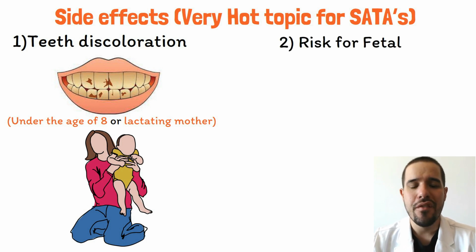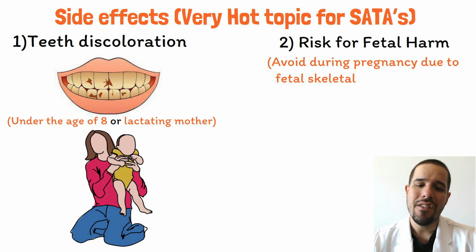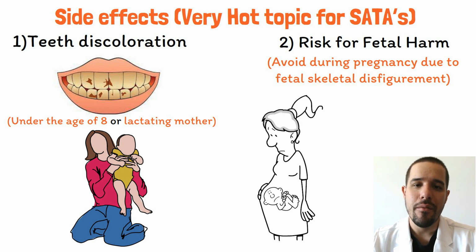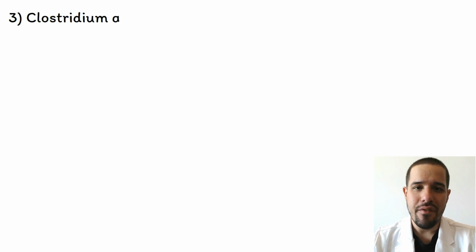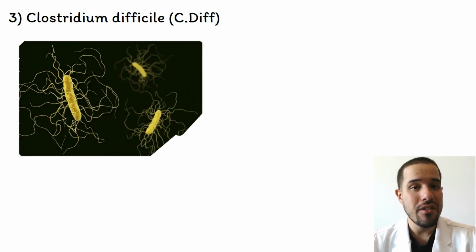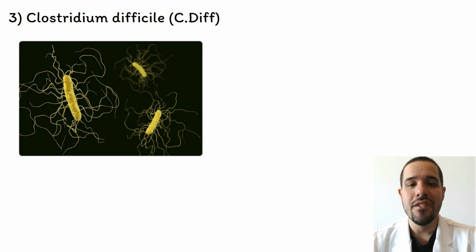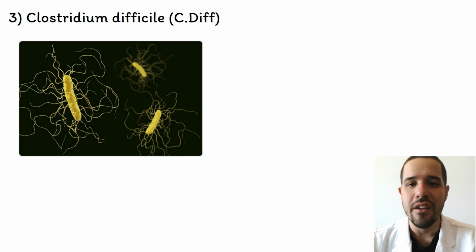Number two, there is a high risk for fetal harm, so this medication is not recommended for the pregnant population, as tetracycline and its affinity for calcium can cause great issues with the skeletal development for the fetus while they are in utero. Number three is C. diff, the infection of the GI tract that specifically leads to things such as large bouts of very frequent and foul smelling diarrhea. This can also be referred to on exams as pseudomembranous colitis. So alert your patients to contact medical providers if they do have frequent and foul smelling diarrhea while on tetracyclines.